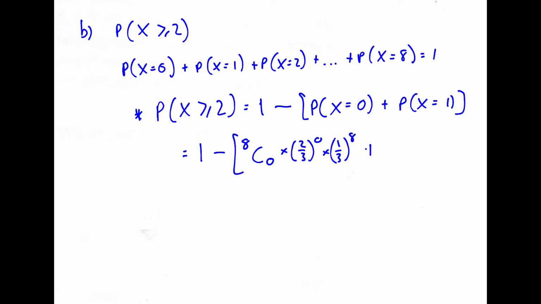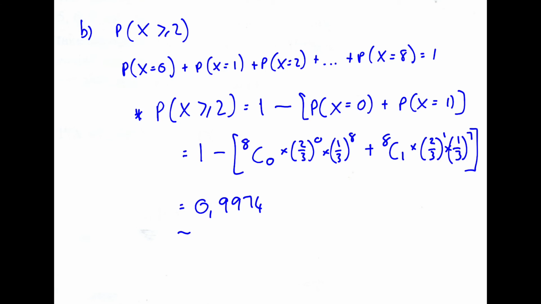And to that, we're adding the probability of getting 1 head out of the 8 trials. So that's 8 choose 1 times 2/3 to the power of 1 times 1/3 to the power of 7, because 7 plus 1 must equal 8. Do this on your calculator and you get 0.9974, which is approximately a 99.7% chance.